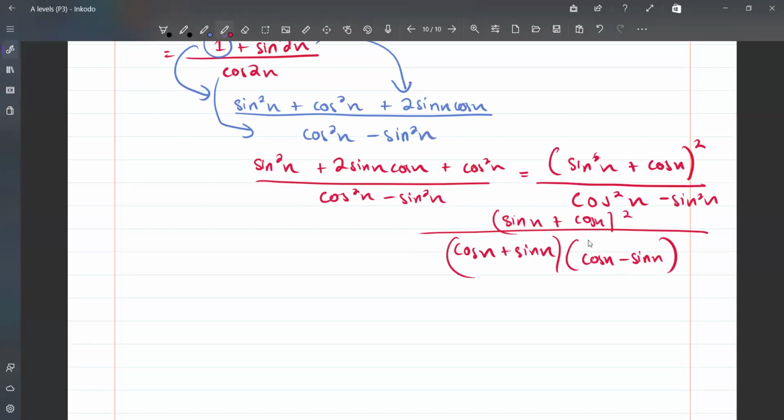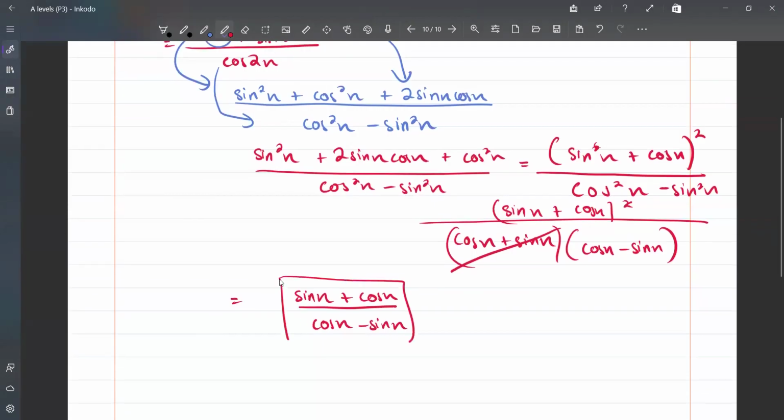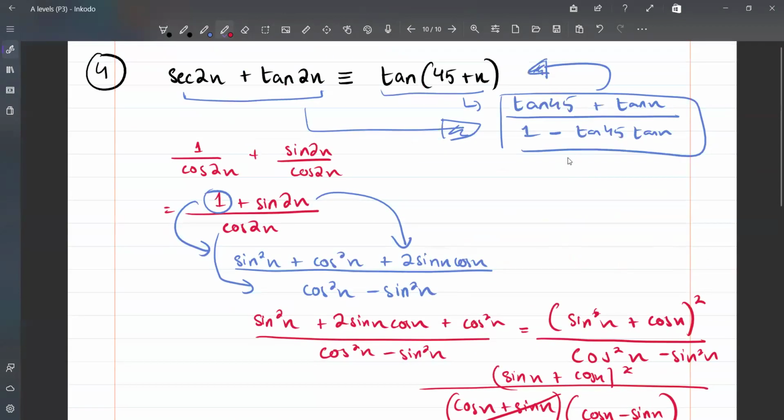Okay. Notice that this and this cancel out. So we are left with sine x plus cos x upon cos x minus sine x. So we basically need to prove this equals this. All right.